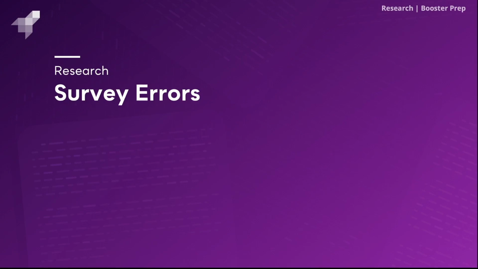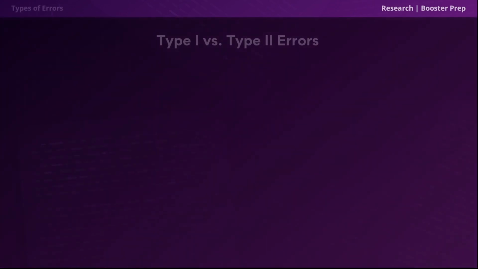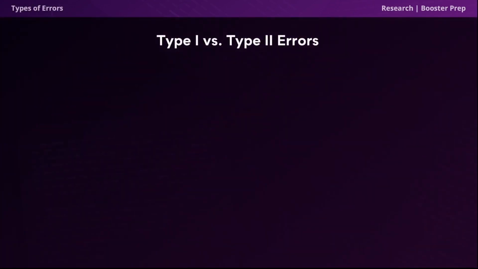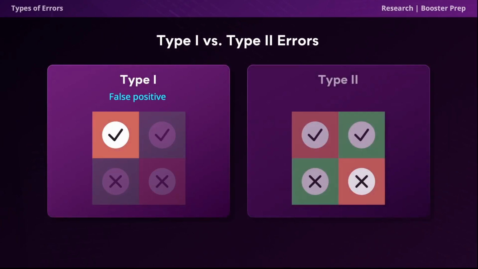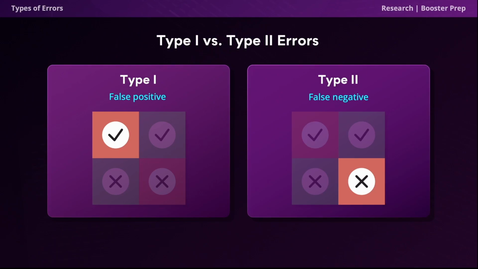Since we just discussed survey statistics, it's time to start discussing the survey errors that can accompany these statistics. There are two main types of errors that we'll be discussing in this video. A type 1 error, which is a false positive error, and a type 2 error, which is a false negative error. Let's get into detail for each of these types of errors.